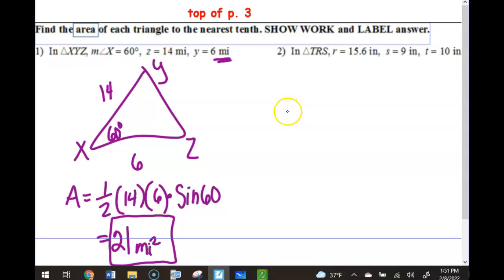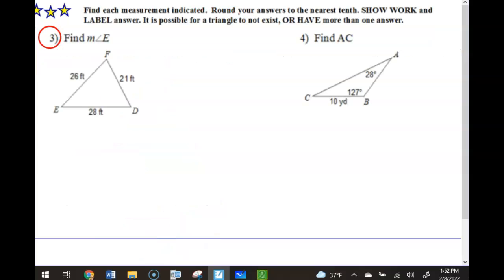Mode. Did I type it wrong? I typed it wrong. Oh my gosh. 0.5 times 14 times 6 times the sine of 60. It's 36.4. Great. I am recording for the video. It's 36.4. Hate when I do it wrong. Thank you. Did someone else get that now? 36.4? All right.